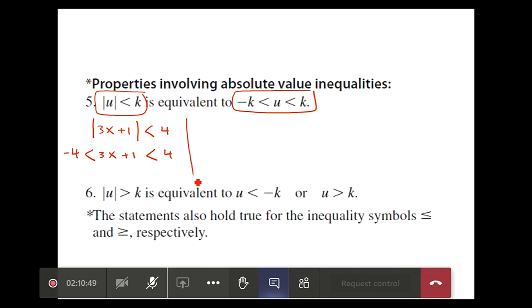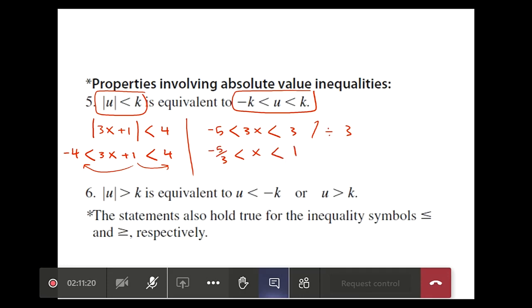Now we can solve it by subtracting 1 from all sides. So we have negative 5 less than 3x less than 4 minus 1, which is 3. By dividing by 3, we have x between negative 5 over 3 and 3 over 3, which is 1, like this.